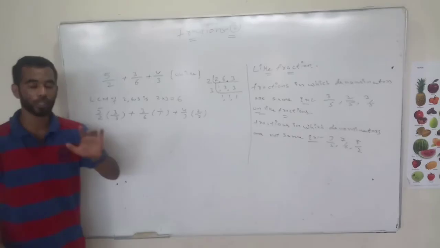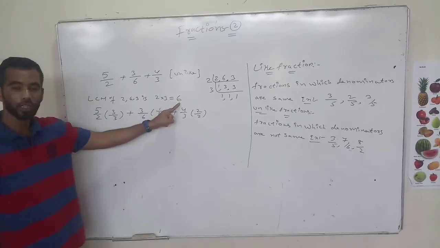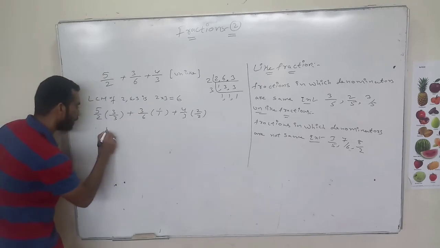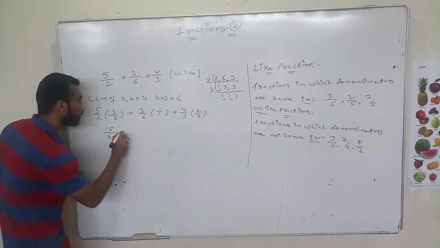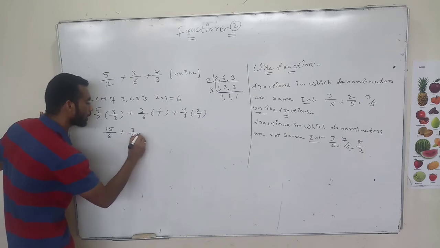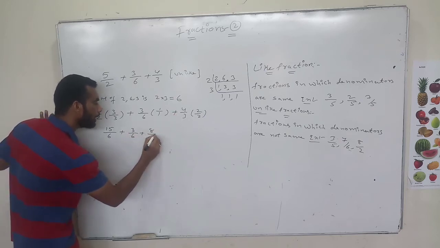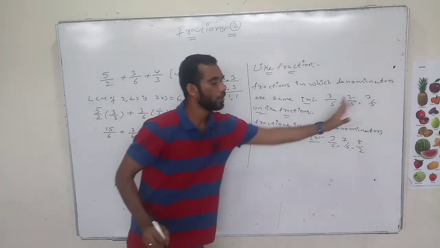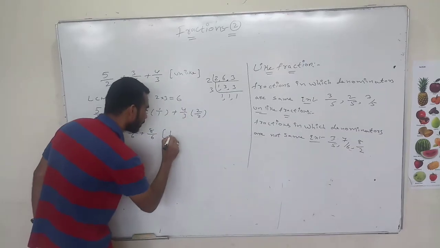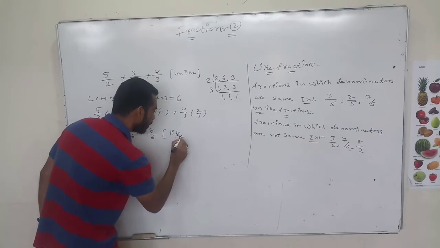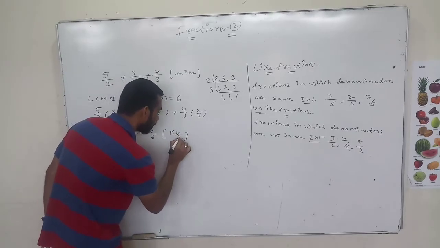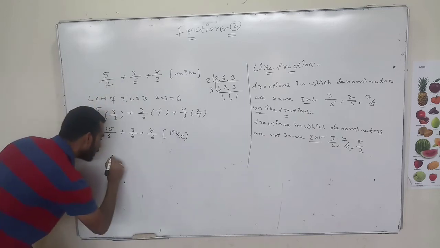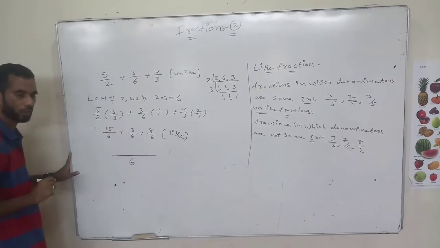Why should we take 6 only? Why should we make the denominator 6? Because the LCM is 6, to make it unlike to like fraction. Now 5 3s are 15, 2 3s are 6, 3 1s are 3 by 6 plus 4 2s are 8 by 6. Now 6, 6, 6, like fraction. Now after getting like fractions, all the denominators are same. Then take only one denominator, that is 6.